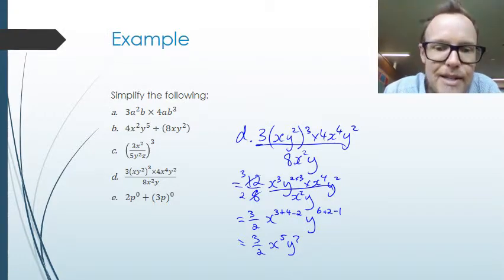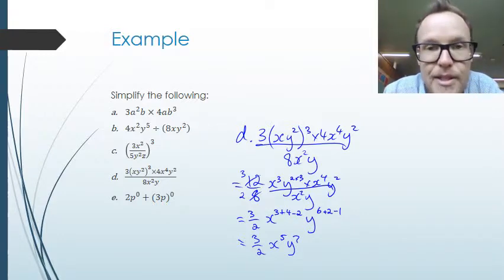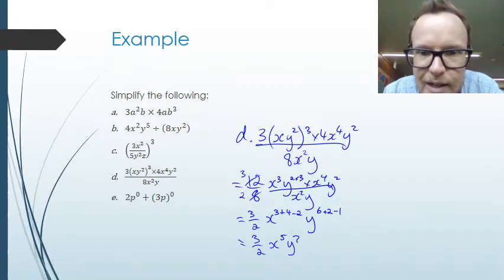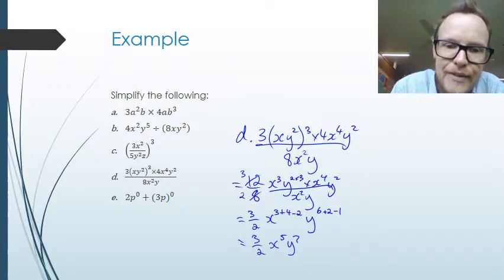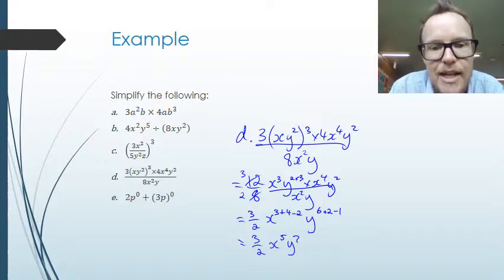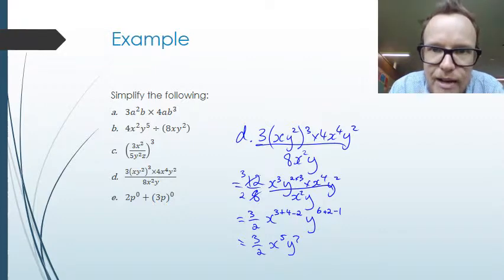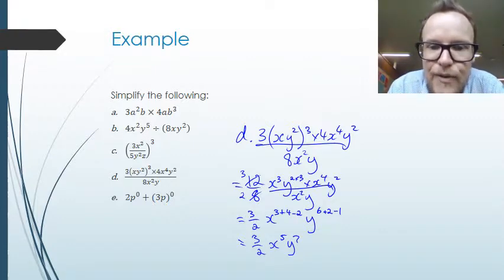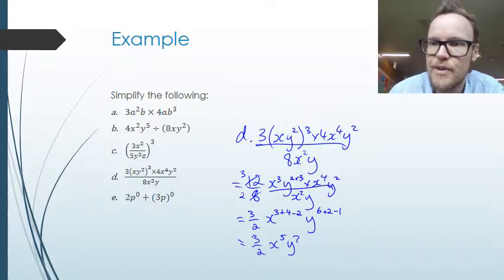So you can see before, you can express this in any way you would like. You can express it by having the 3 on 2 at the front times x to the power of 5, y to the power of 7, or you can have the 3x to the power of 5, y to the power of 7 on the numerator and the 2 on the denominator. It doesn't matter, they're equivalent.